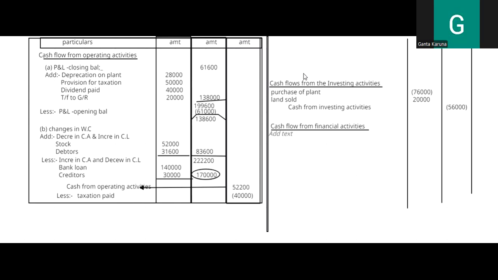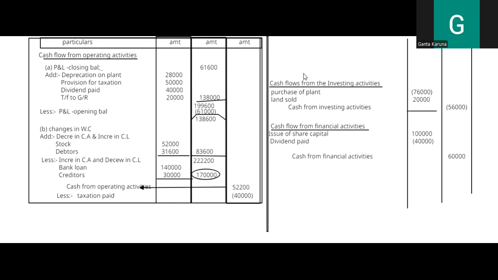Cash from financial activities. So which is going to be how much, plus and minus, it is going to be 60,000, but this time it is less because minus is small, 1 lakh is more. So that's why I'm going to take the less figure. So this is done. Now all the portions have been completed.